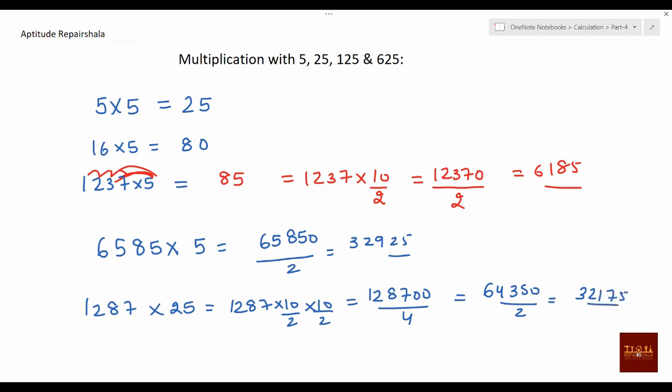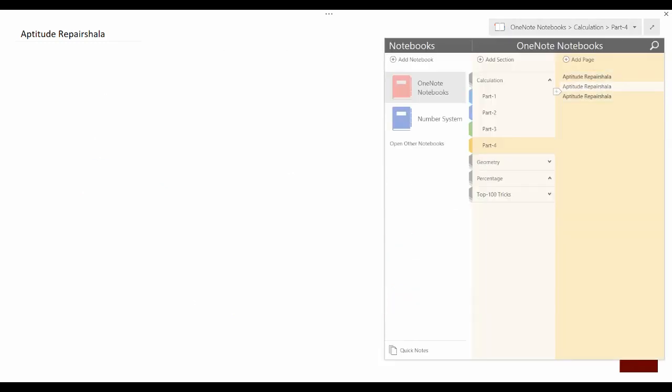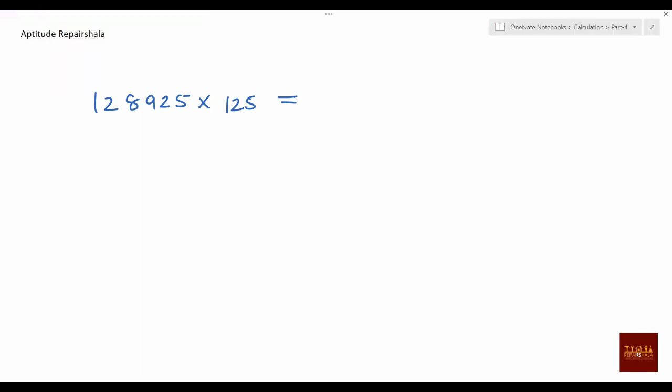Same thing we can do with 125. Let's see one more example. Assume this is given: 128925 into 125. 125 we can write as 128925 into 10 by 2 into 10 by 2 into 10 by 2. What is 125? 5 cube, which means 3 times 5 will come. Here 1 5, here 1 5, and here 1 5. 3 times 5 will come.